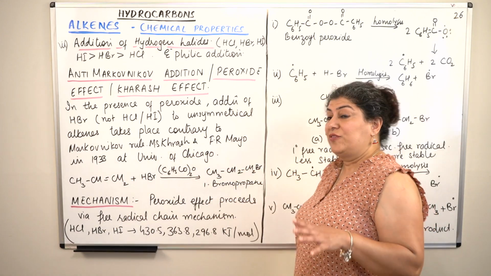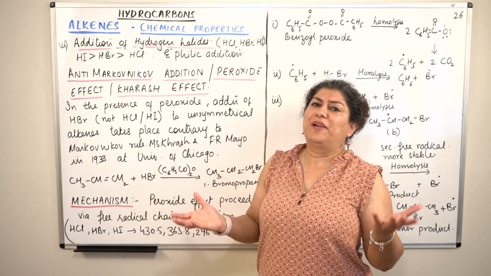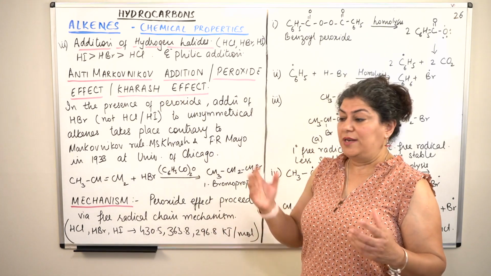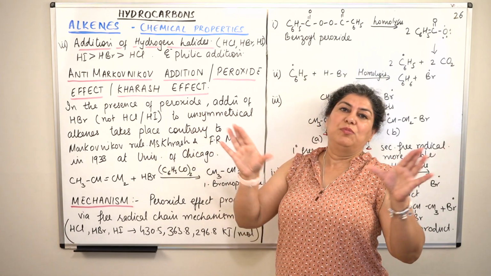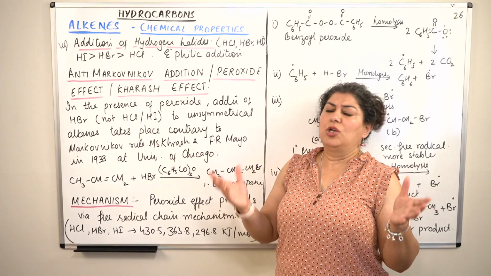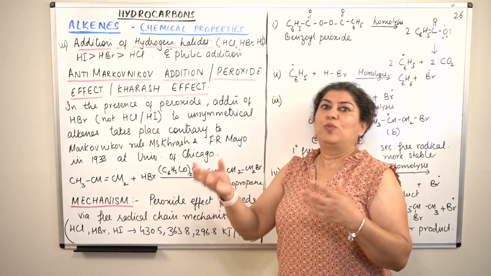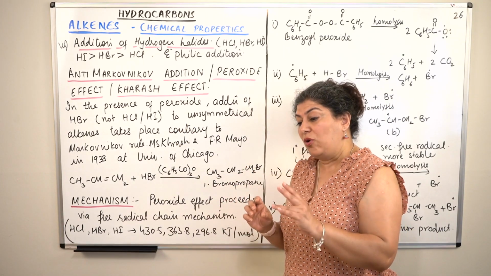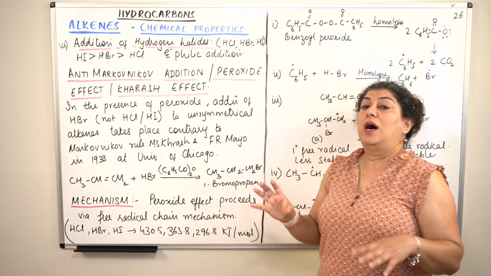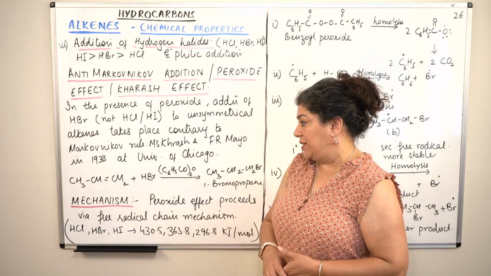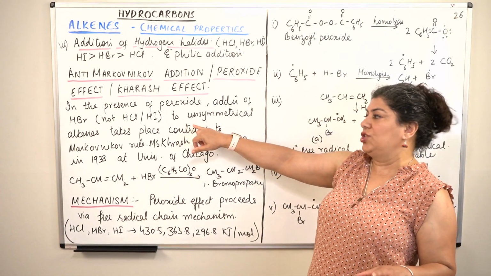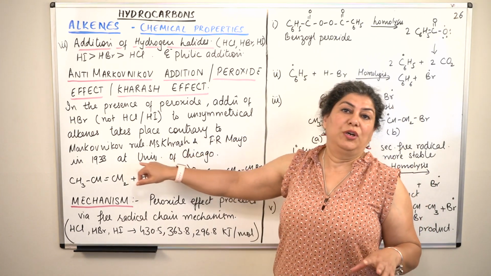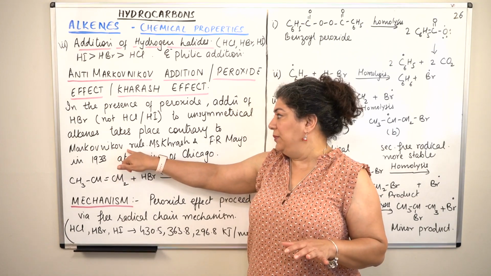If you remember, in the case of symmetrical alkenes, there is no preference between which carbon the halogen is adding to or which carbon the hydrogen is adding to, because both the carbons have the same number of carbon atoms around the double bond. So it doesn't make a difference which one is adding to which. Both Markovnikov and anti-Markovnikov additions are only relevant in the case of unsymmetrical alkenes. So this addition of hydrogen bromide to unsymmetrical alkenes takes place contrary to the Markovnikov rule, which means against Markovnikov rule.